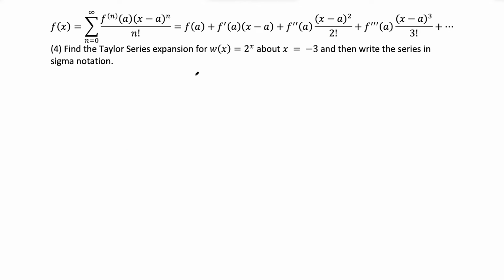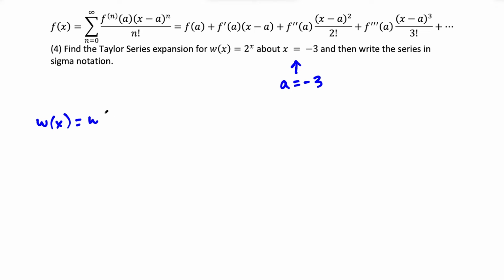So now question 4, our last question. We're going to find the Taylor series expansion for w of x equals 2 to the x about x equals negative 3. So that's our a value. We have a equals negative 3. And the first thing we should do is plug that a value into the expanded part of the formula. So we're going to have w of x is equal to, and our center is at negative 3.